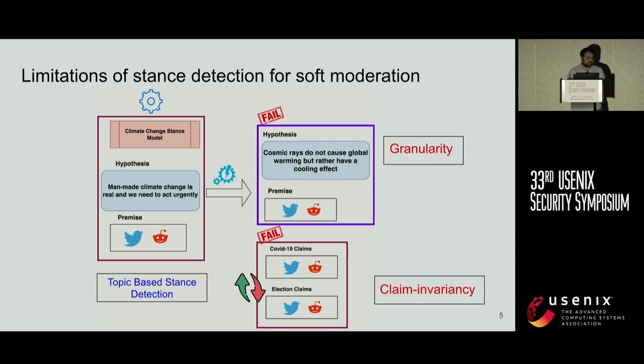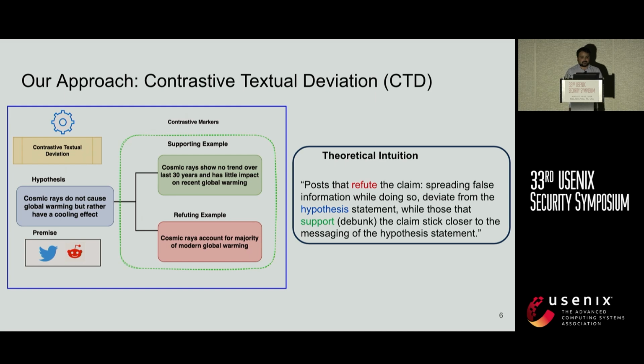And the other limitation that we found was, in case we train finer-grained stance detection models to begin with, a model that is trained on COVID-19 related claims fails to generalize to other types of claims such as election. And within COVID-19 also, there are multiple claims, and this generality is lacking. So we want to build a claim-invariant solution. So we propose a new method for stance detection known as contrastive textual deviation. Previously, most stance detection methods just take this sentence pair, a hypothesis and a premise, and try to predict a binary classification.